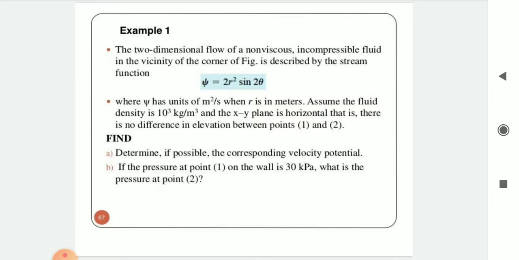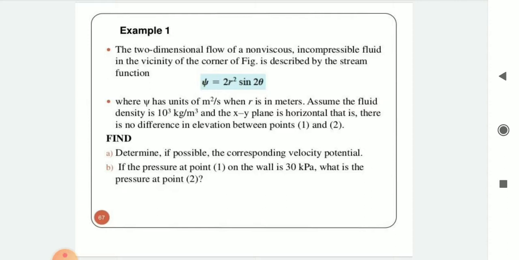The two-dimensional flow of a non-viscous incompressible fluid in the vicinity of the corner of the figure is described by the stream function psi = 2r² sin 2θ, where psi has units of m²/s and r is in meters. Assume the fluid density is 10³ kg/m³ and the xy plane is horizontal, that is, there is no difference in elevation between point 1 and 2.